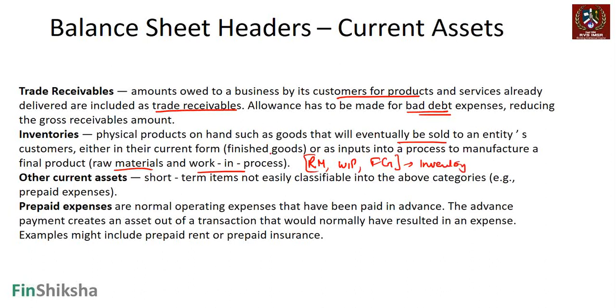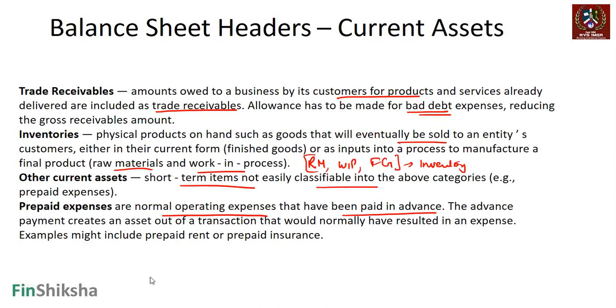And then you look at other current assets: short-term items not easily classifiable into other categories, something like prepaid expenses. Prepaid expenses are normal operating expenses that would have been paid in advance, right? The advance payment creates an asset out of a transaction that would normally have resulted in an expense. Examples include prepaid rent, prepaid insurance, a small security deposit you've given, money you've paid to your customer in advance, or money you pay to your supplier in advance. All these are examples of prepaid expenses.